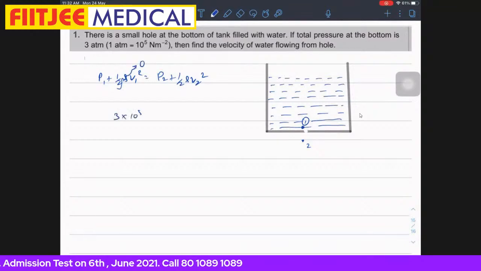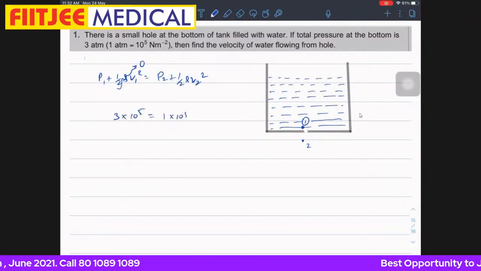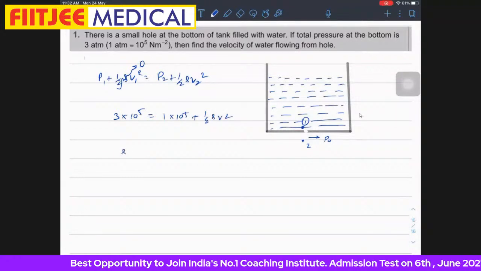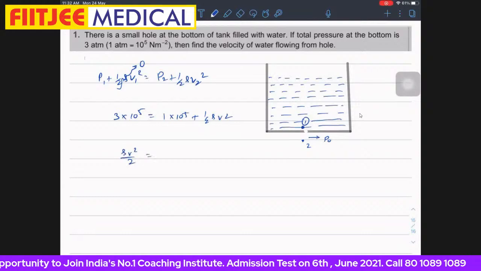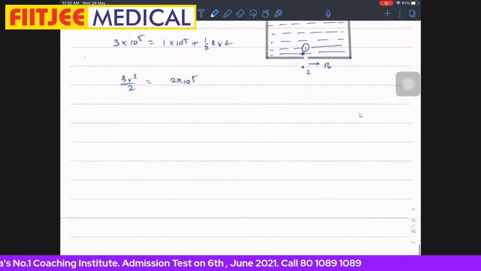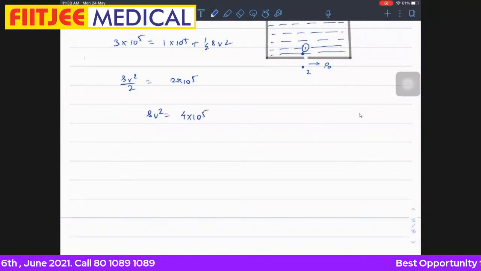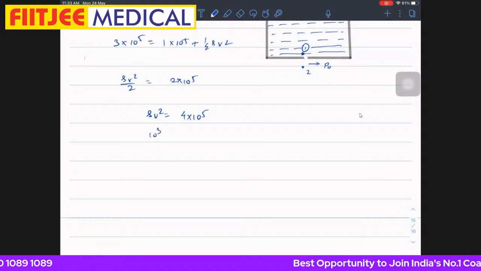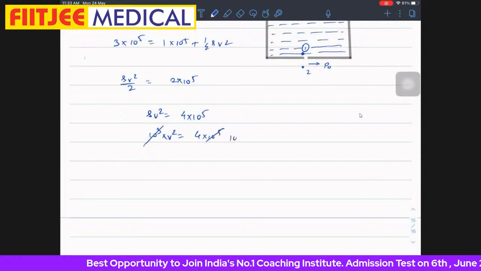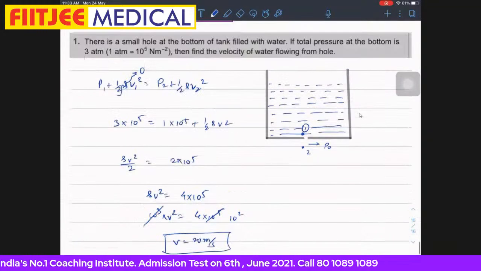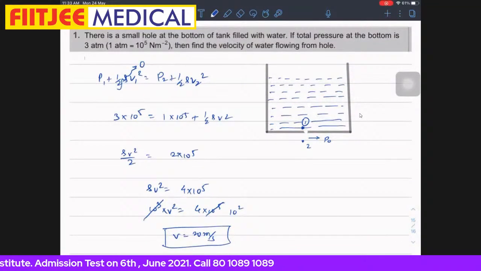So P1 we have given 3 atm. P2 is just outside this point, so here atmospheric pressure it would be P0 plus half rho V square. So I can write rho V square by 2 equals how much? 2 into 10 to the power 5. Then I can write rho V square, this will come 4 into 10 to the power 5. Rho we have how much? 10 to the power 3 into V square equals 4 into 10 to the power 5. So velocity will become how much? 20 meter per second. This is how we are supposed to use Bernoulli's equation.